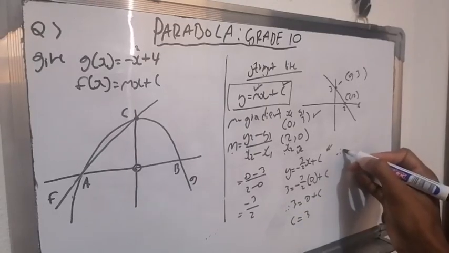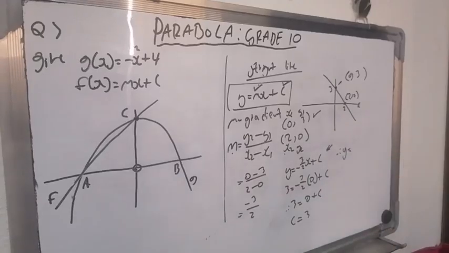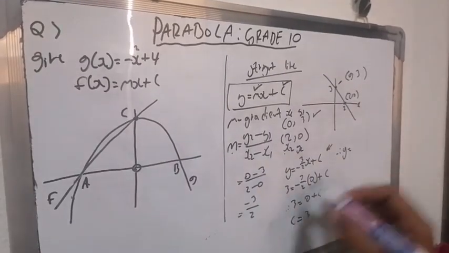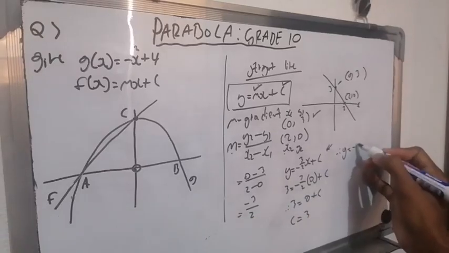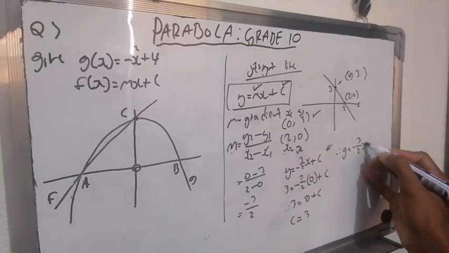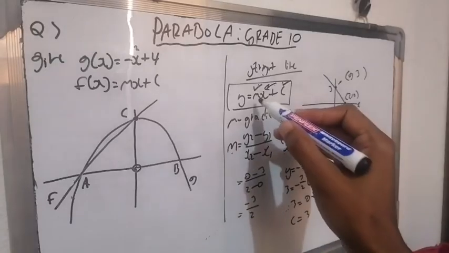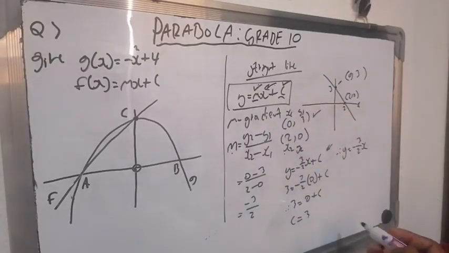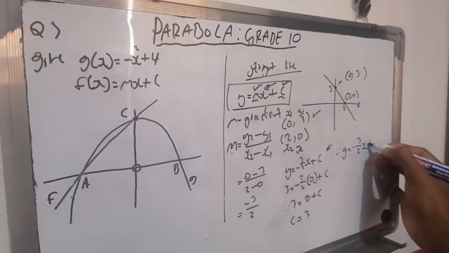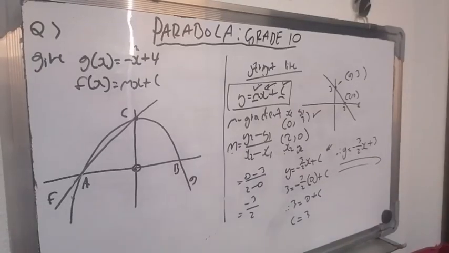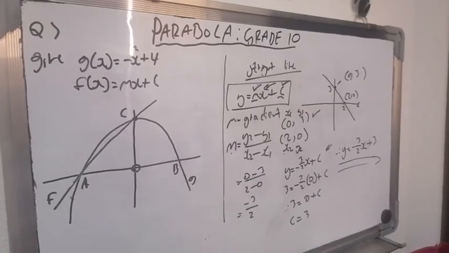Therefore, that means the complete formula of that line will be the gradient, which we found is negative 3 over 2 x. You just put the x, you don't substitute the x, you only substitute the m and the c, and we found that our c is positive 3. So that means this is the equation. This is how you find the equation of the straight line.